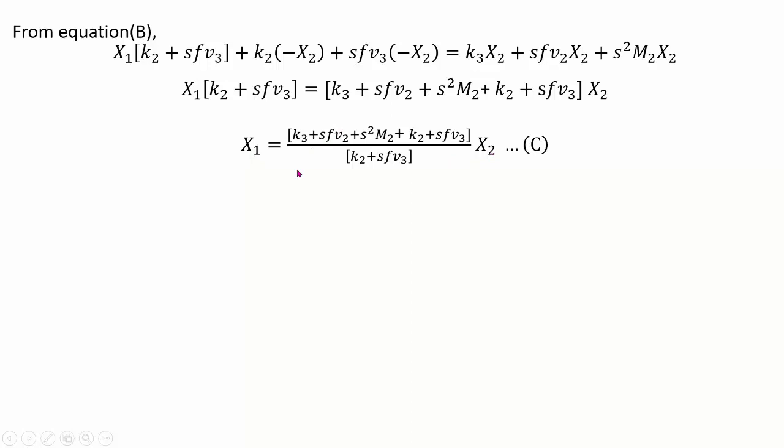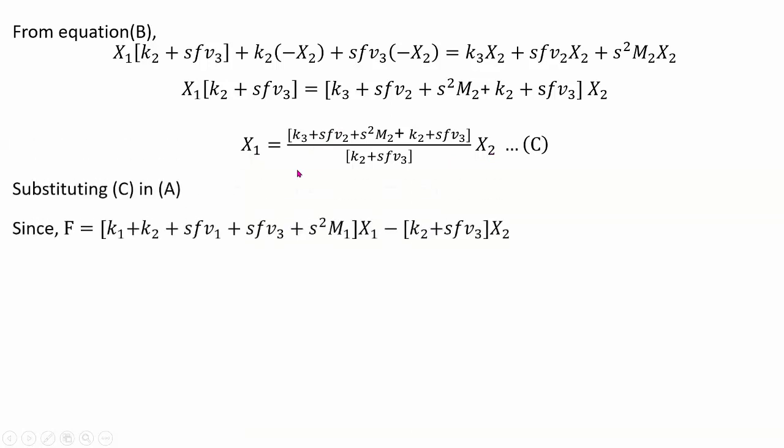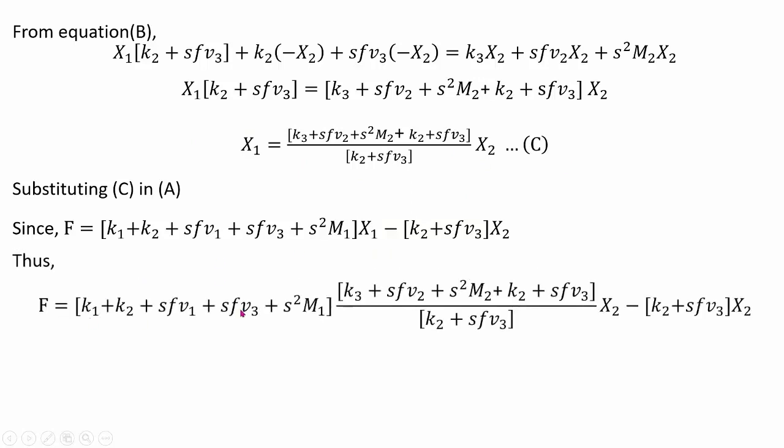And if you put this equation C in A, since the relation A was between f, x2 and x1, you had all three variables in equation A. So equation A can further be simplified as f equal to this x1 minus this x2. If you put the value of x1 in terms of x2 from C into this particular equation, what you get is this.